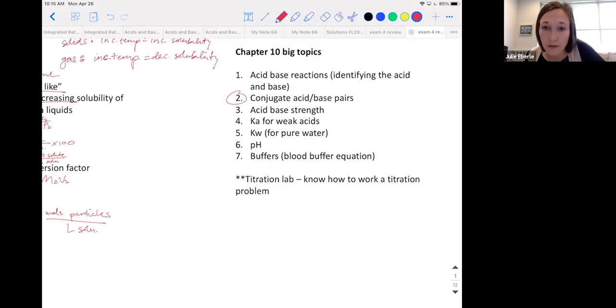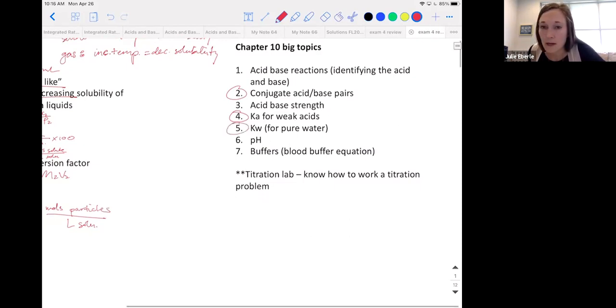Okay, acid-base strength. You have a whole table of those things. And we have strong acids, weak acids, strong bases, weak bases, but we have Ka for weak acids, okay? Because we get an equilibrium, and you can solve for the pH using Ka of a weak acid, if you know the initial concentration of the acid.